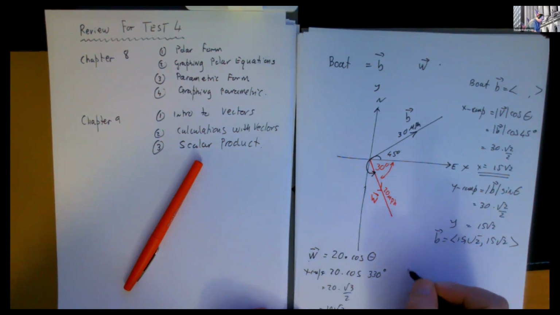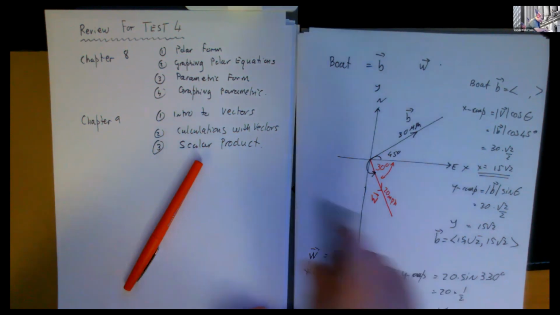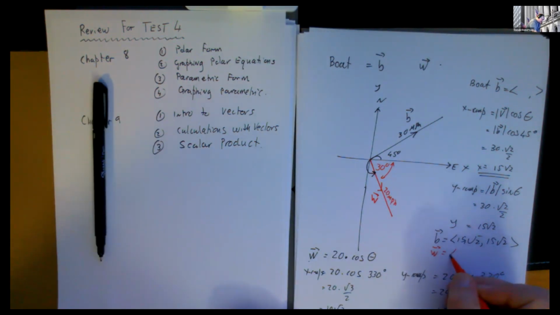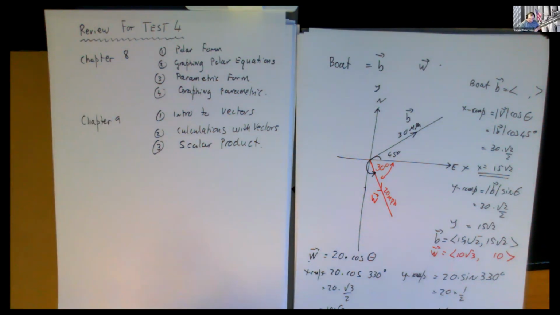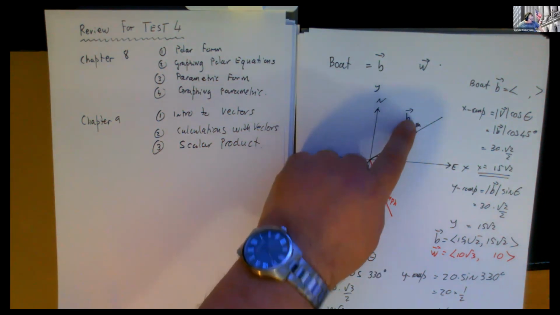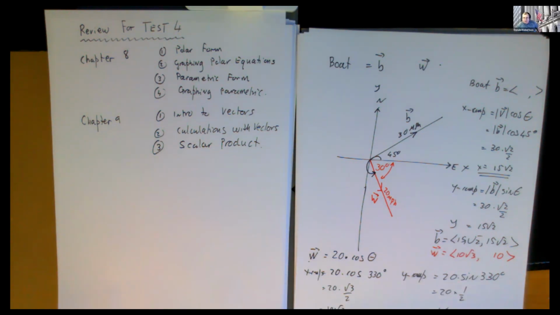Now you want to get the y component as well. That's 20 times the sine of the angle, which is 20 times a half, which is 10. Which means that we now have the vector for the wind. Its x component is 10 root 3 and its y component is 10. So in these questions, the first piece of the puzzle is that you need to take the information about the angles and the magnitude of the vector and find out what they would be in terms of x and y components. Are we okay with that process as far as it's gone?